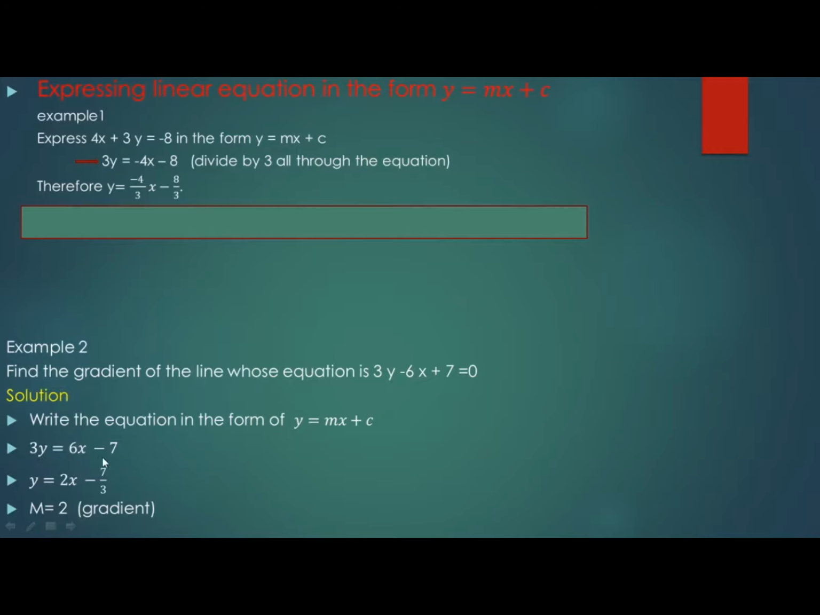You divide by 3 so as to get the form y equals mx plus c. Remember, y has no coefficient, and therefore we divide by 3. So we get y equals 2x minus 7 over 3. And our m is the coefficient of x, which is 2 in this case. And therefore, the gradient of this line is 2.